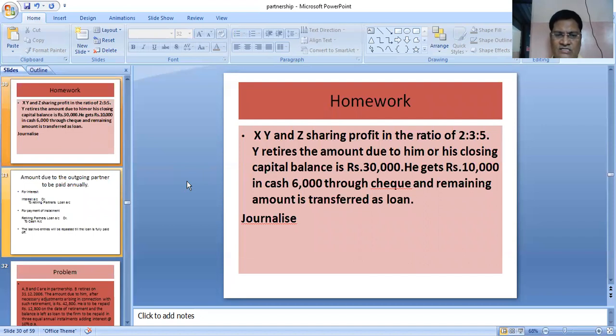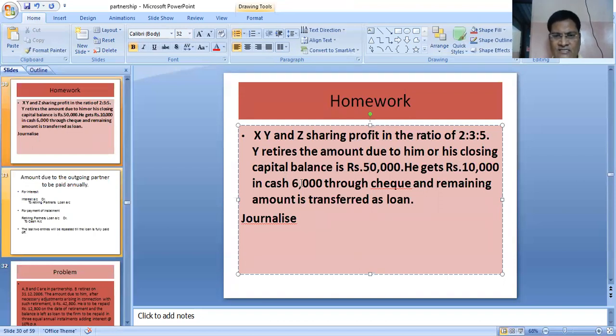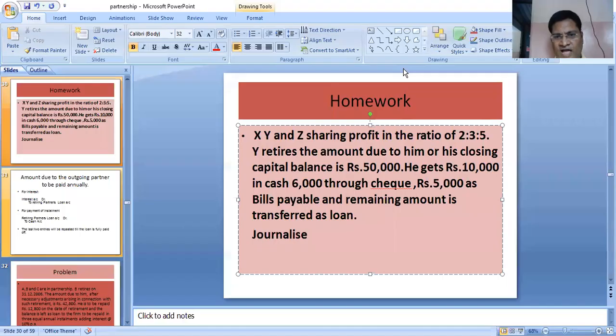This is your homework, students. Hope you have understood this homework. Suppose his capital balance is 50,000. He gets 10,000 in cash, 6,000 through check, and 5,000 as bills payable. So 5,000 is taken as bills payable and the remaining amount is transferred as loan.